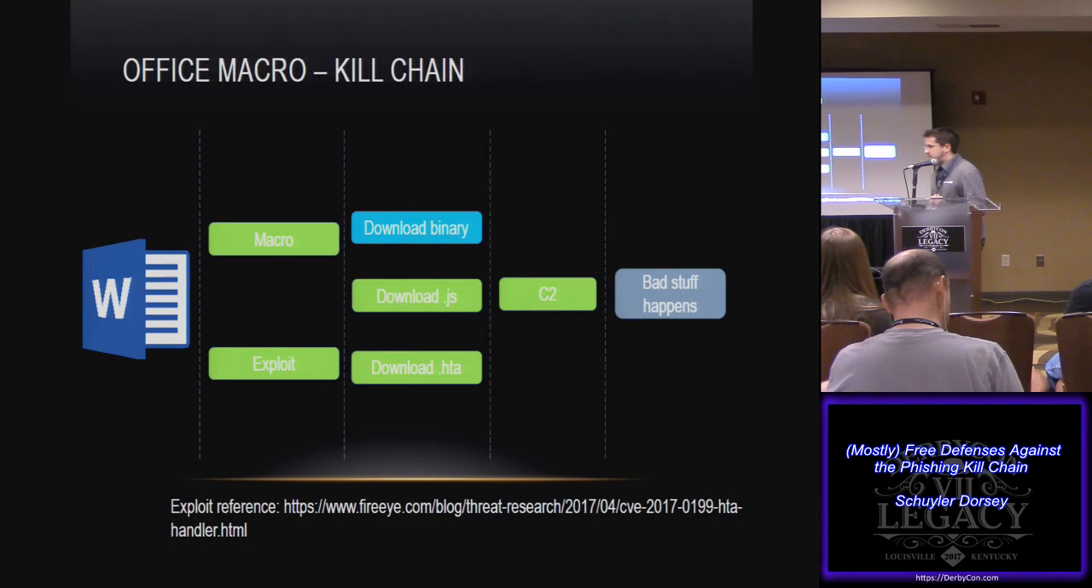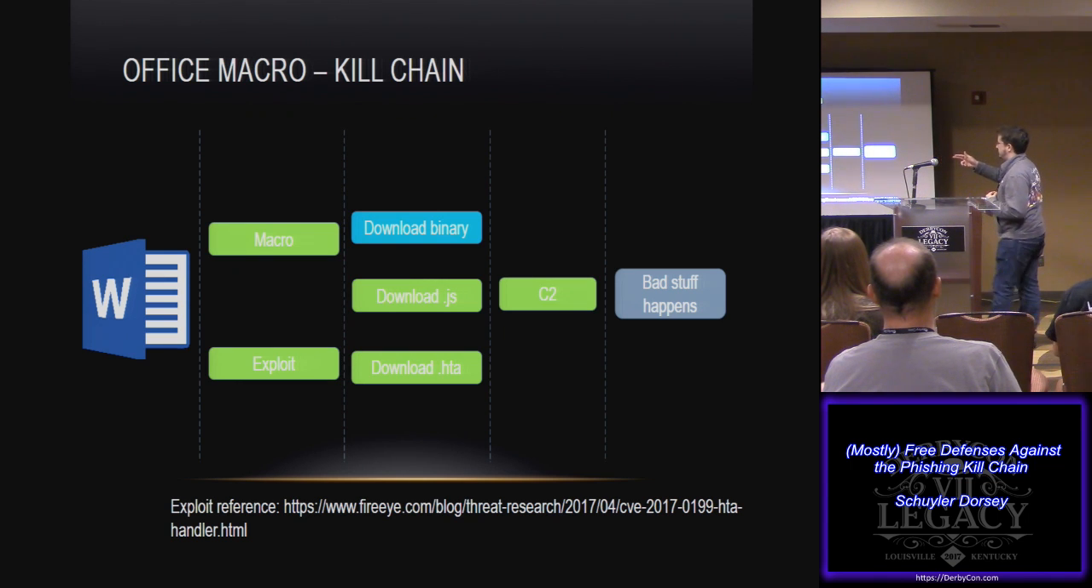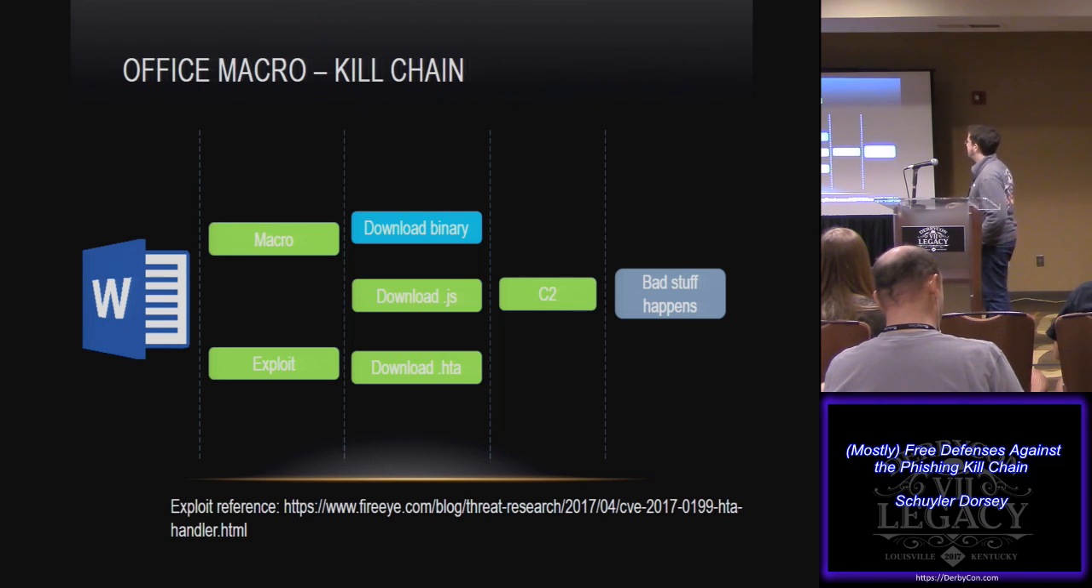All right, so on the Office macro kill chain itself, now we've blocked the macros, we've blocked a lot of the exploits, we've blocked some of the execution of the binaries. We've also controlled JavaScript and HTA by changing the default file association and/or disabling Windows Scripting Host, as well as we've greatly mitigated the chance that command and control will be able to call out to bad guy servers.